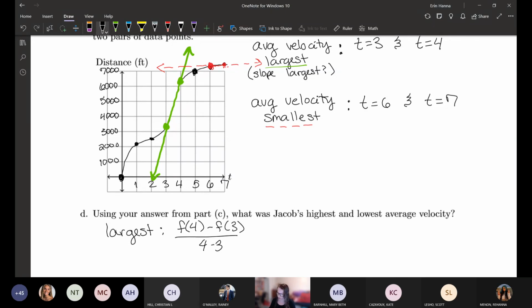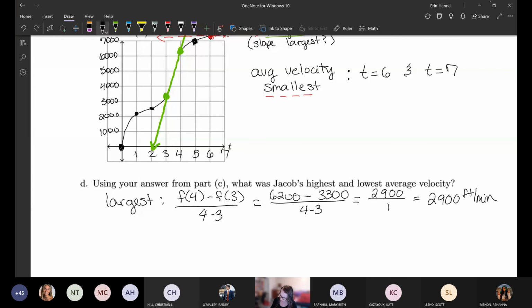So if we go back to our table, I'm not going to scroll up, but if we go back to our table, f of 4 was 6,200. F of 3 was 3,300 over 4 minus 3. So we will get 2,900 over 1, so 2,900 feet per minute. So his largest average velocity was 2,900 feet per minute between the 3rd and the 4th minute.